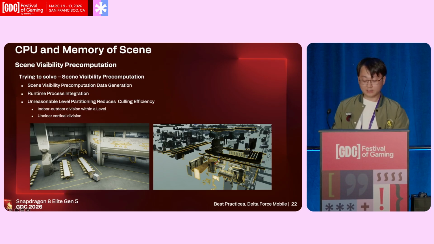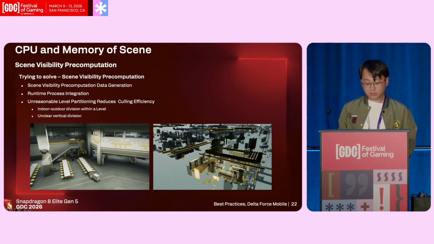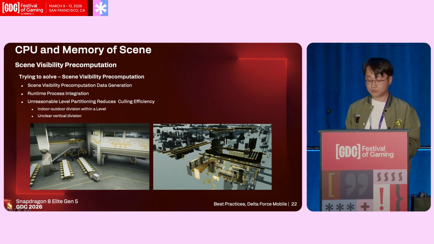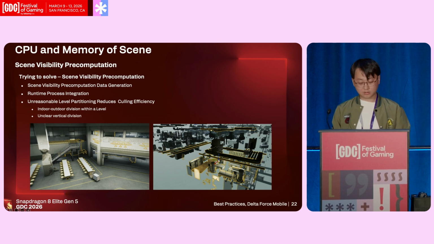Our sublevels use a fixed size in space, which means we can't effectively distinguish between indoor and outdoor areas. As you can see from this diagram, many of our sublevels contain both indoor and outdoor components, and rooms across multiple floors get assigned to the same levels. This makes it difficult to achieve more precise streaming optimization. So we have to come up with a better way to divide our sublevels.